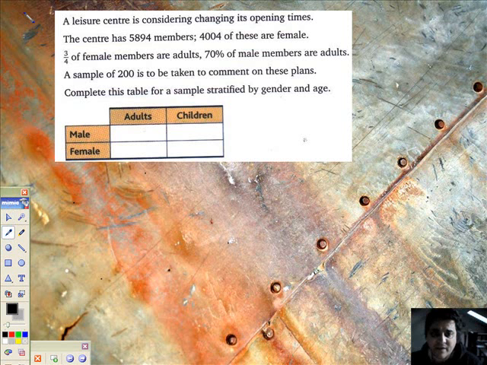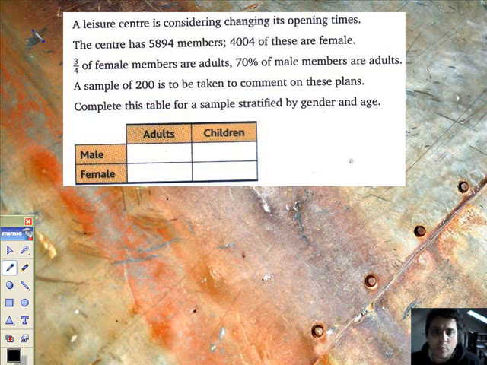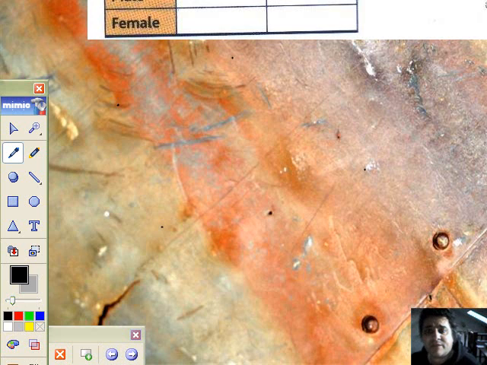Okay, this question is very, very involved indeed. Before we can even talk about a stratified sample based on gender and age, we've got to talk about the absolute numbers in each stratum. For example, we need to look at the question, work out how many adult males there are, adult females, male children, female children. In other words, men, women, boys and girls.